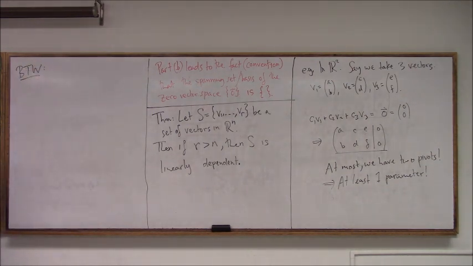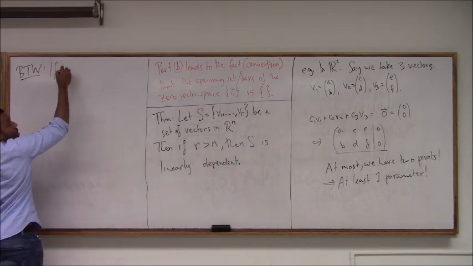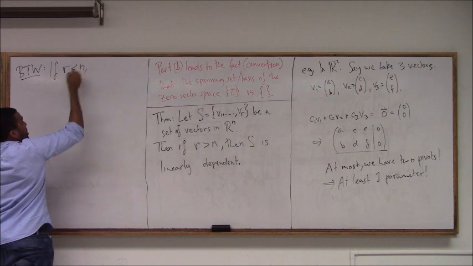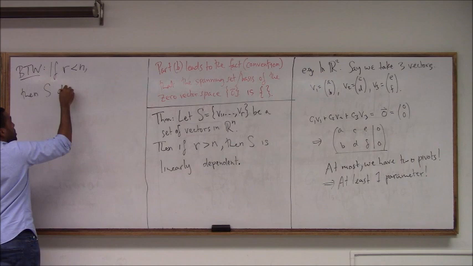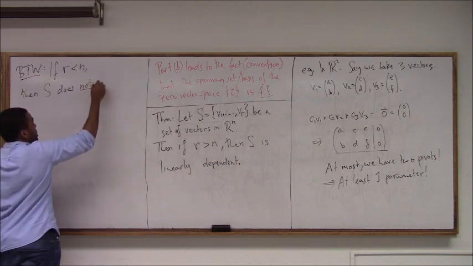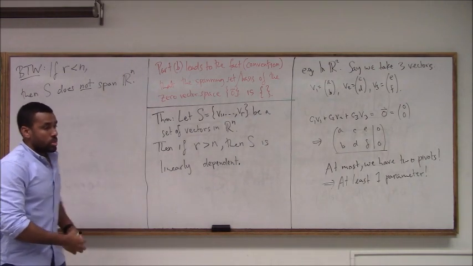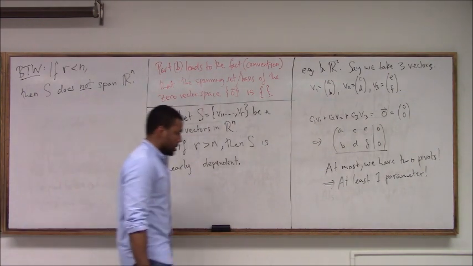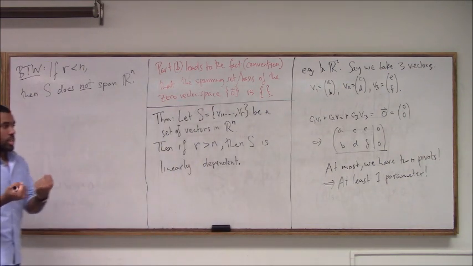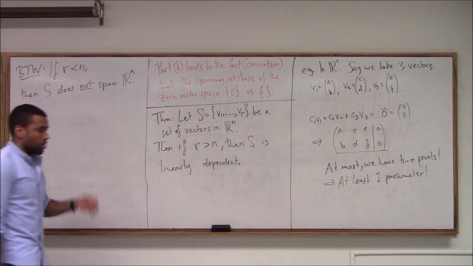We actually discussed this last time, but I just want to remind you so you can have both of them together. If R is less than n, then you can say S does not span R. So if I'm in 3 dimensions and you only give me 2 vectors, there's no way I can use those 2 vectors to construct any other vector in the space, right? Give me 2 vectors, at most I can create is a 2-dimensional space, so if I live in 3 dimensions, I'll never get the entire space. We'll talk about that a bit later.